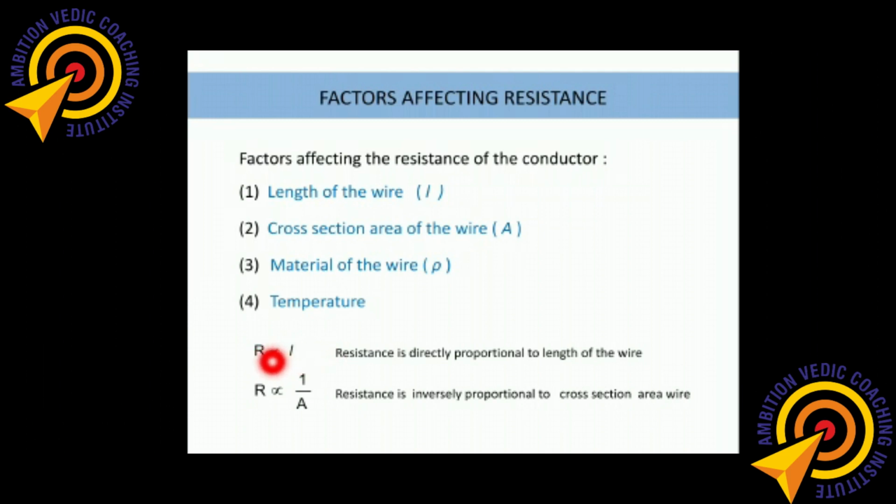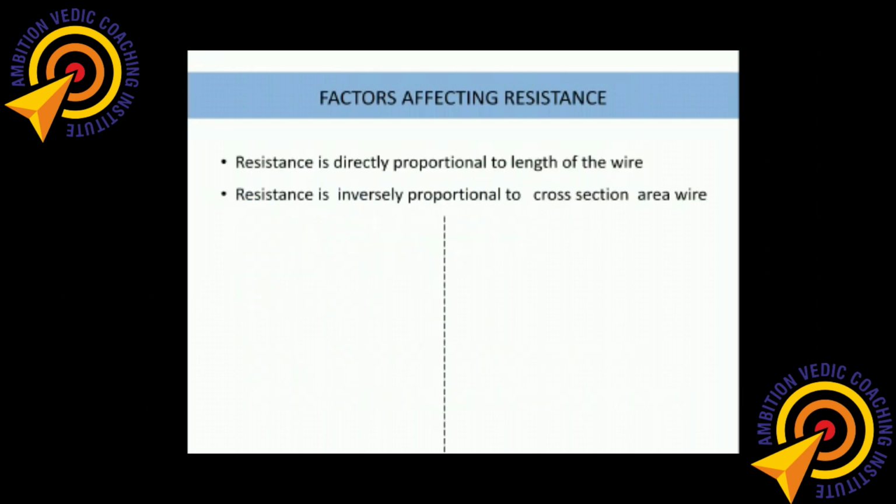So resistance is directly proportional to length, and resistance is also inversely proportional to the cross section area, right? We already know that. So from here, R is proportional to length, and if we combine them together we end up getting R is equal to some constant times length divided by cross section area.